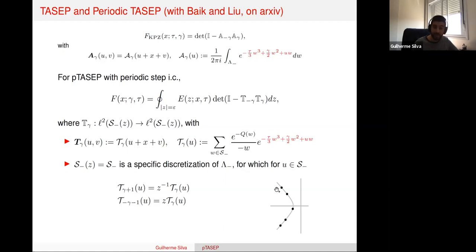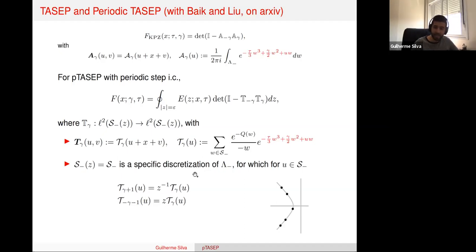This S is a discretization of this contour lambda minus. It's a specific one. Think of several discretizations, but there's a specific one, and this is what we call the Bethe roots. So the specific form of the set appears in the derivation of the Baik-Liu formula, where they carry out the Bethe ansatz, and over there they have to find the Bethe roots, and then the set appears naturally in that analysis. But the definition is simple. The set itself does not depend on any of the parameters, but does depend on this variable z, which is the variable of integration over here. It's a spectral variable here. Okay?